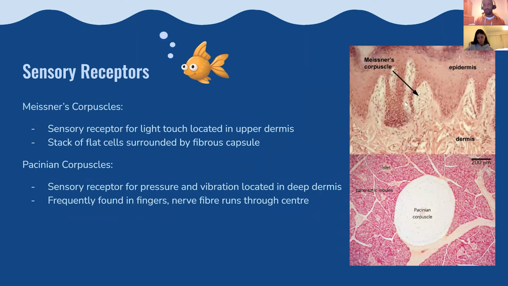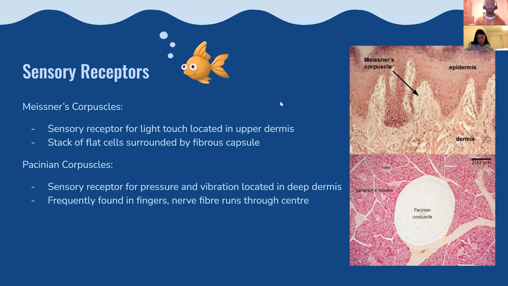So in the dermis, we have our sensory receptors, which will be innervated by our nerves, cutaneous nerves. And two important sensory receptors are the Meissner's and Pacinian corpuscles. Meissner's corpuscles, you can see one here, sort of a stack of flat cells surrounded by a capsule. So here we have a bunch of cells all in the same orientation, whereas the Pacinian corpuscle has this sort of circular lamellae shape.